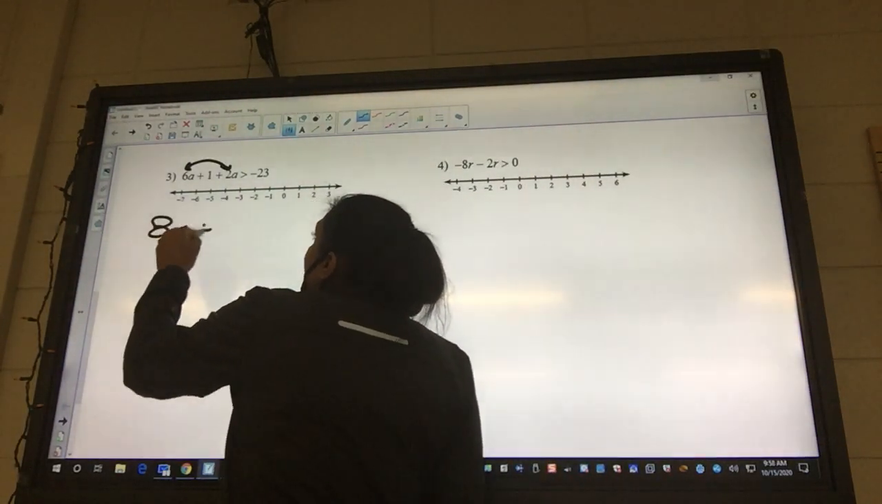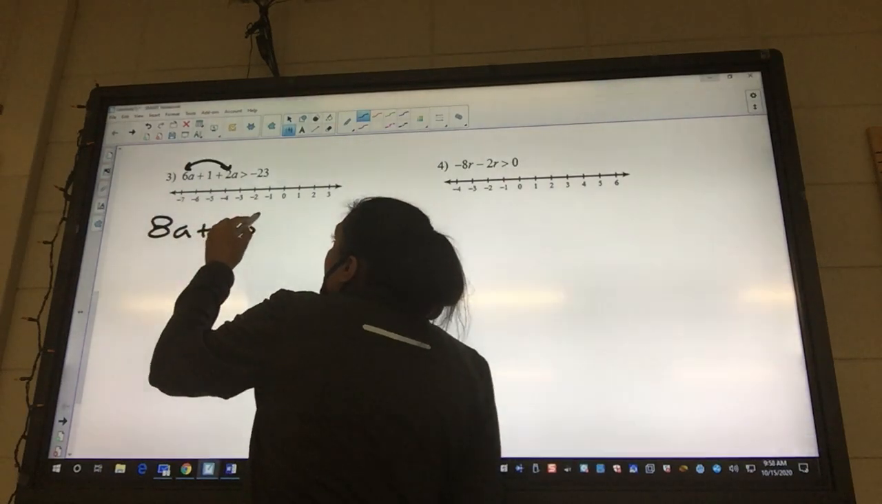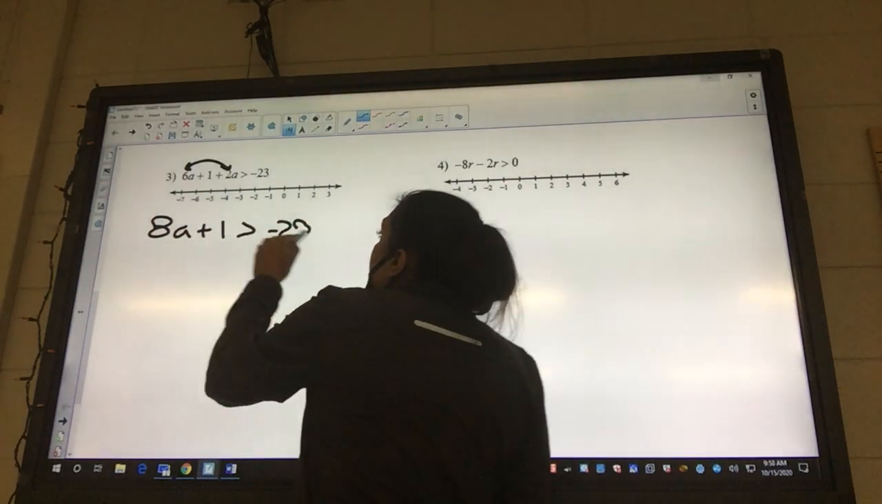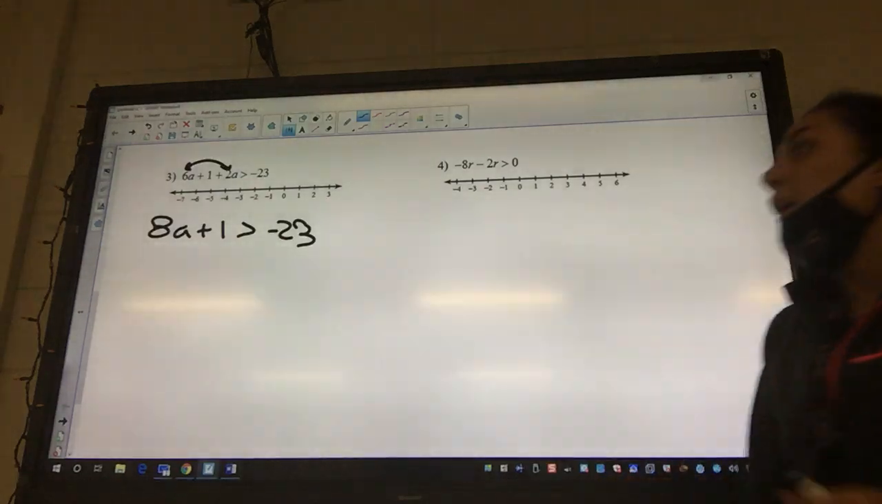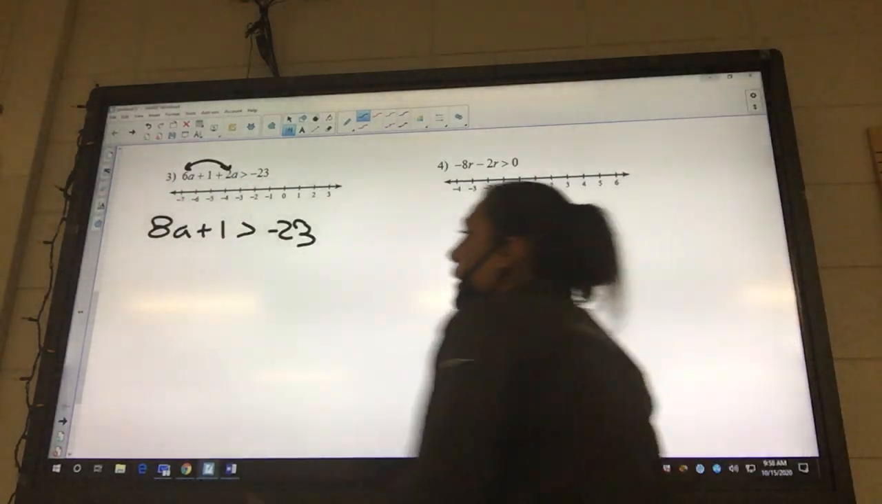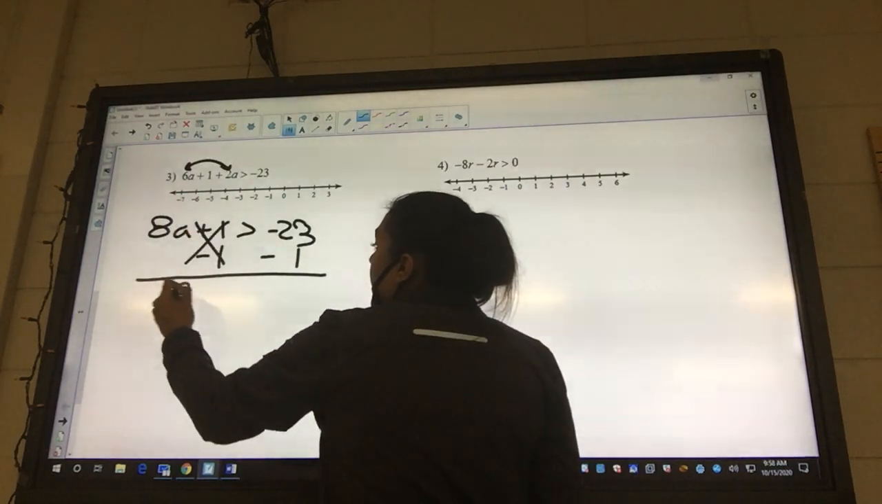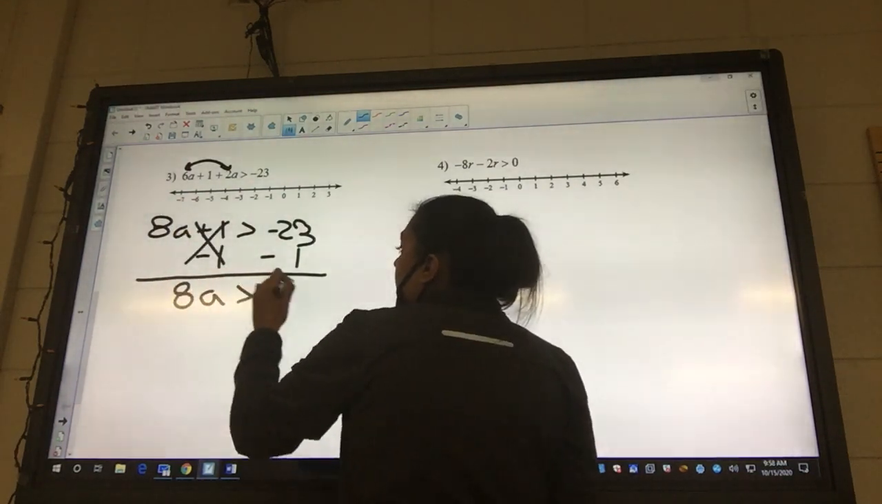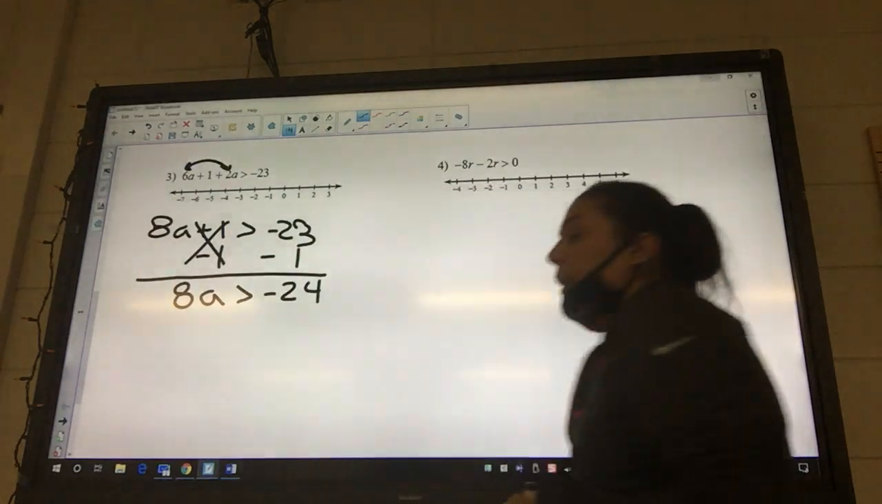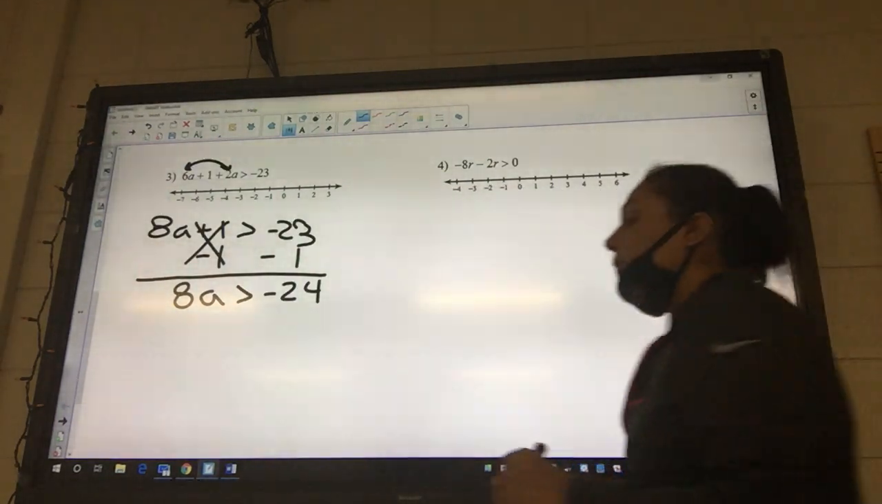8A plus 1 is greater than negative 23. My 3 is all jacked up. Okay, we're going to add or subtract the kid, so minus 1. And then our last step is to divide.